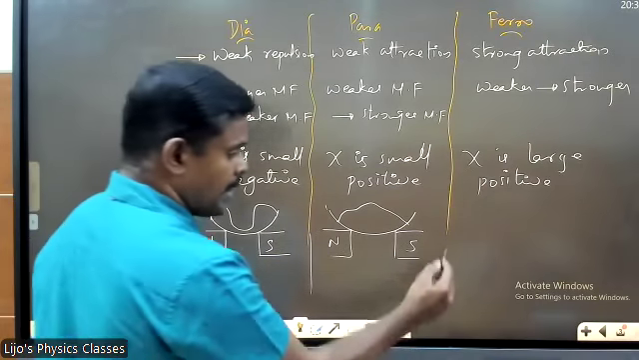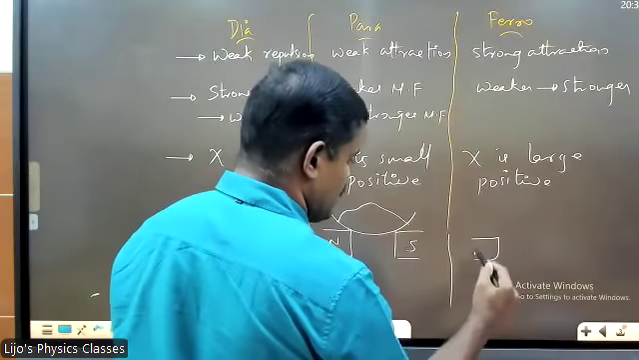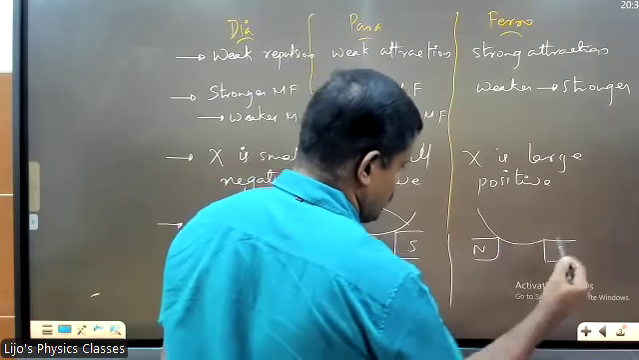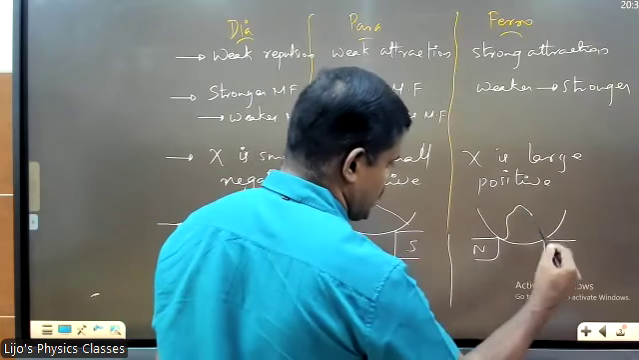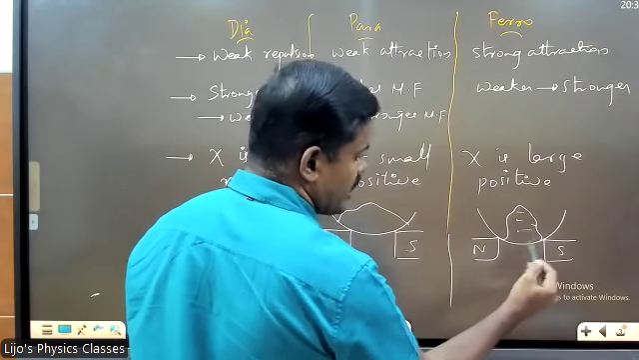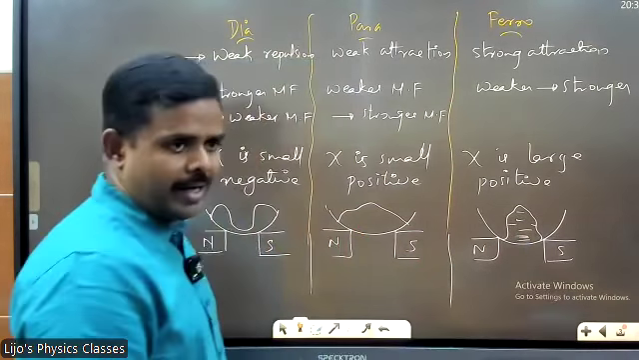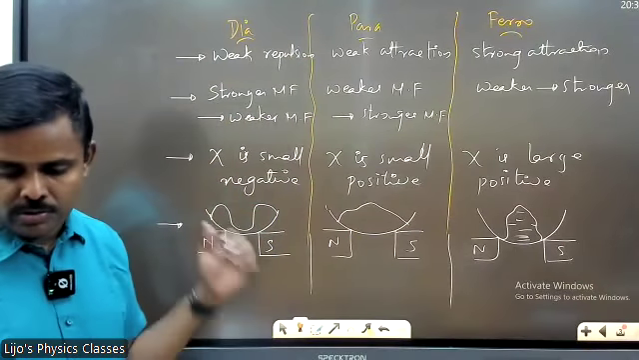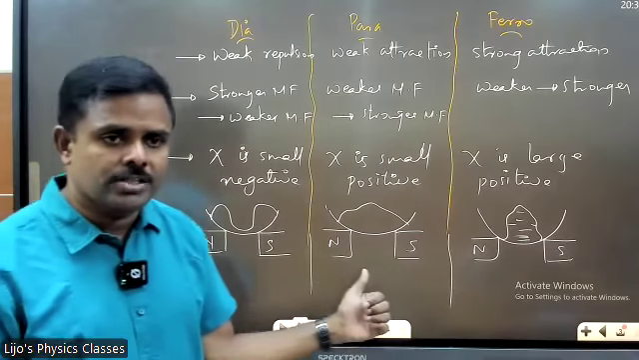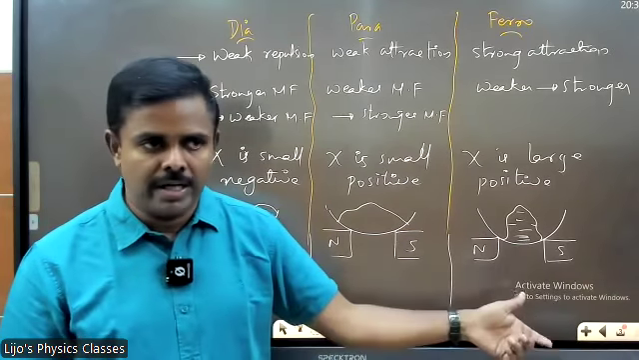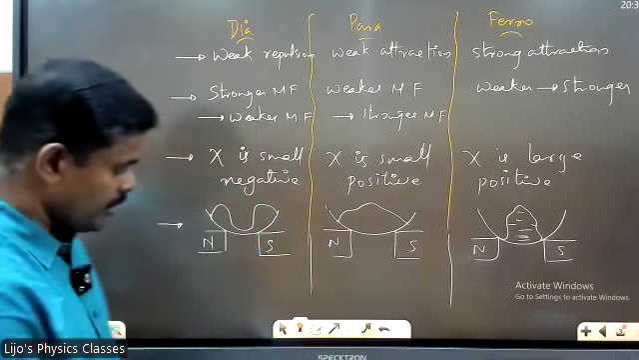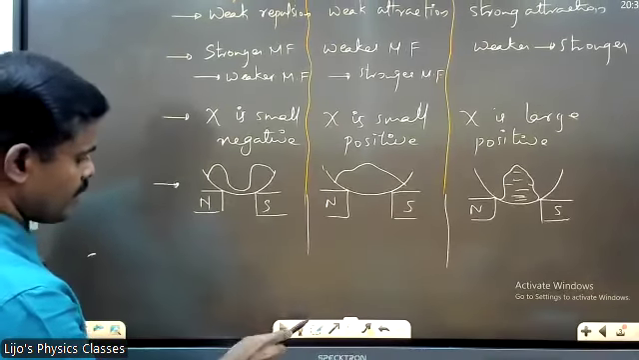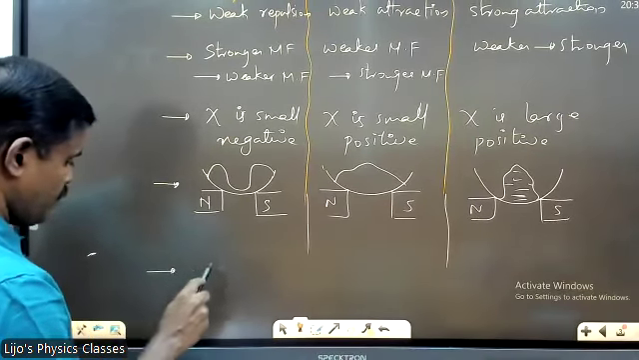Okay. And how about ferromagnetic? With ferromagnetic, the change is clearly visible, right? The powder gets clustered in the middle. It's coming closer to the center. Strong attraction. So weak repulsion, weak attraction, strong attraction. One more point. Dia, para, ferro. One more point: the field lines.